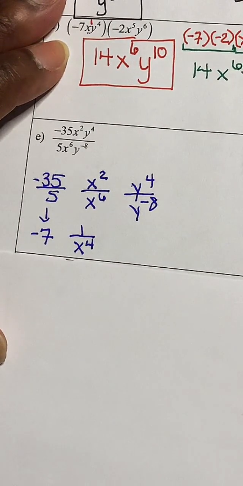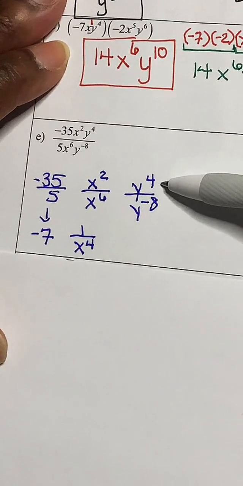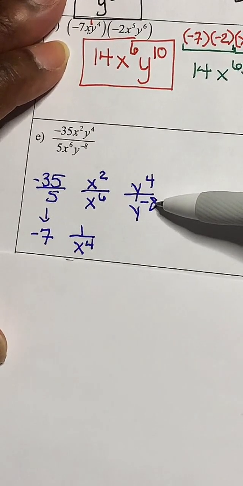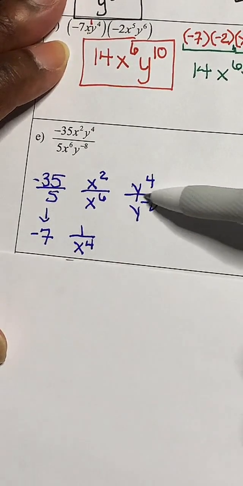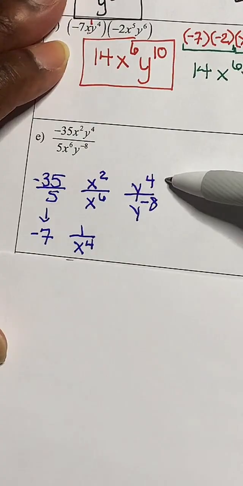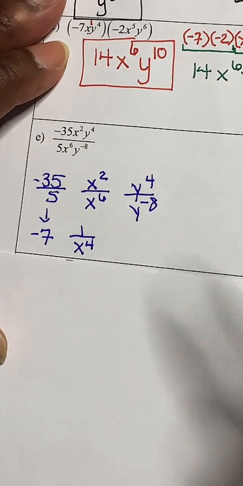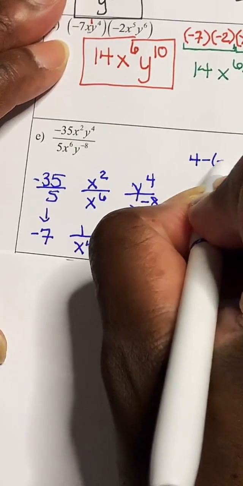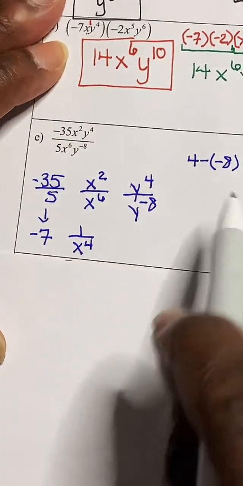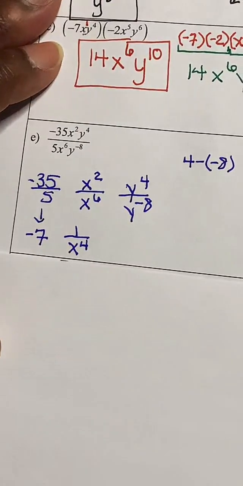Now here, I got 4 minus a negative 8. A lot of people say, hey, we need to move that y to the negative 8 up top. You can do that. But guess what's happening here? It's 4 minus a negative 8. What happens when you minus a negative?